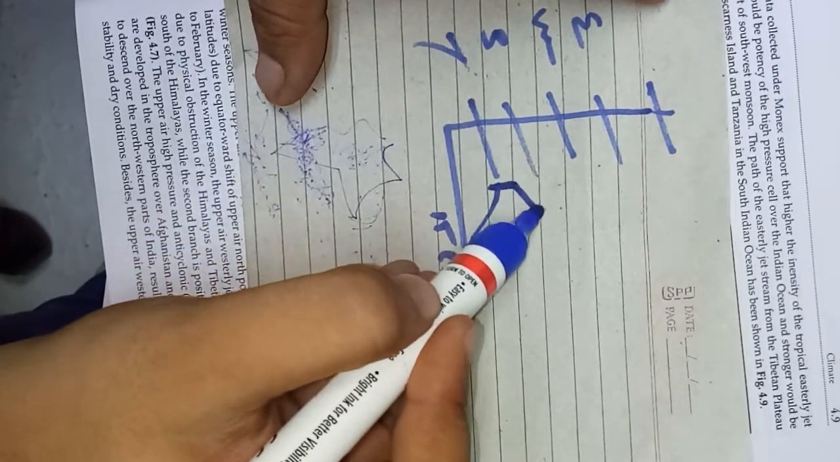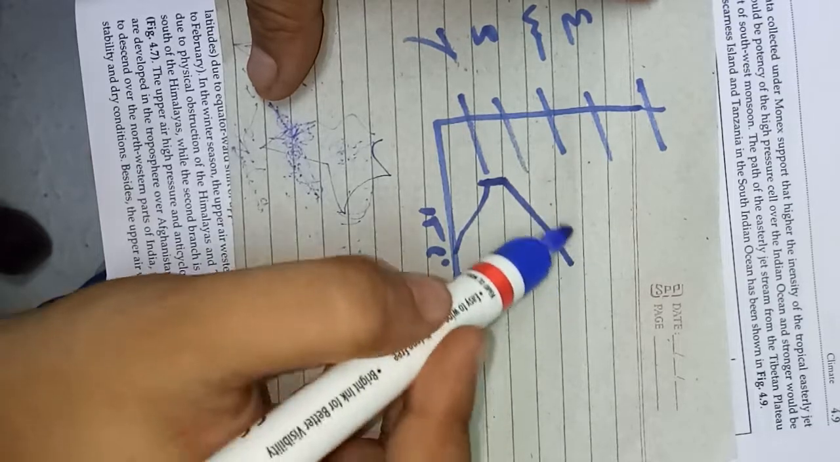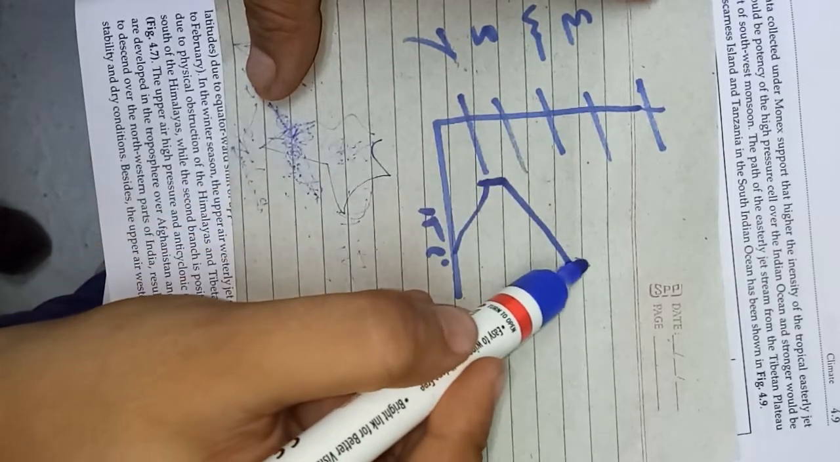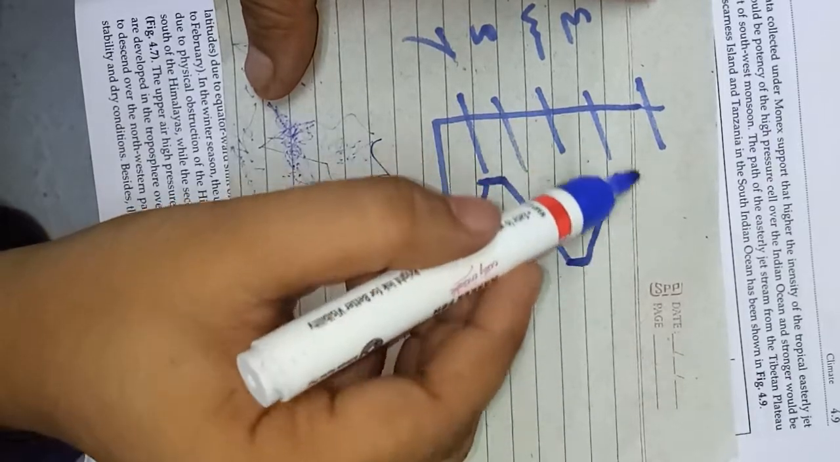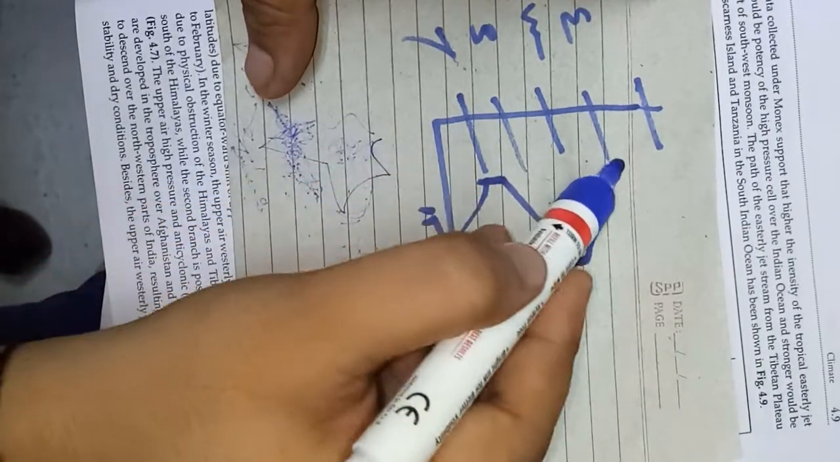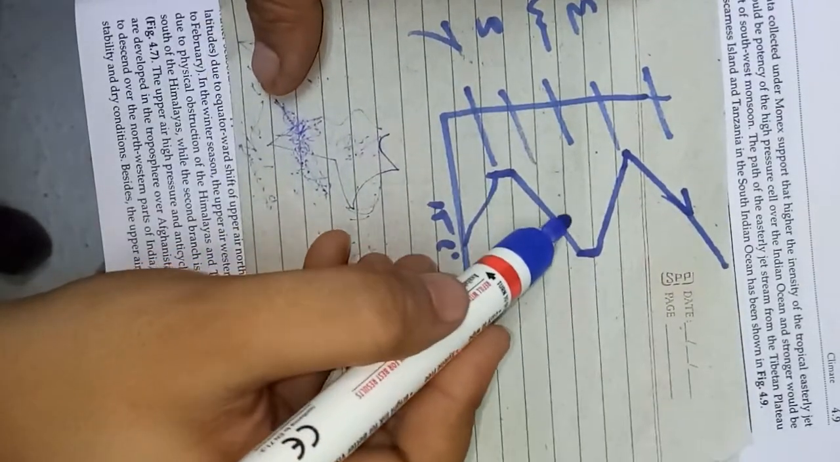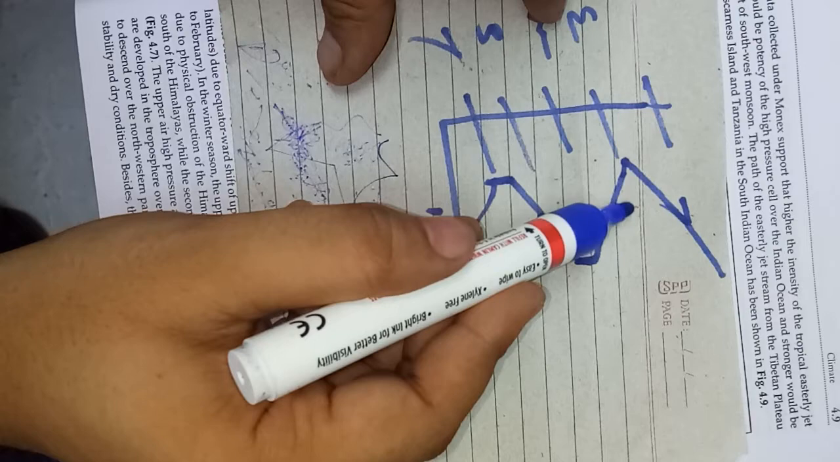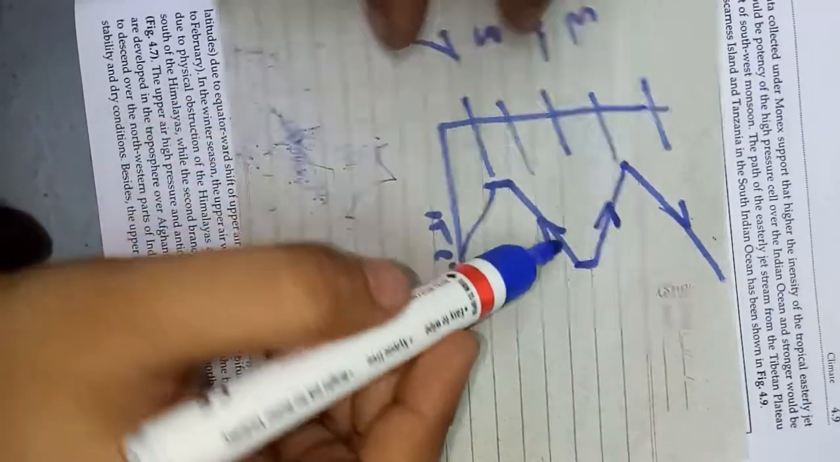This is the tropopause. In the stratosphere the temperature increases, and in the troposphere the temperature decreases, and in the exosphere the temperature increases again. This is the decrease way, and this is the increase way.